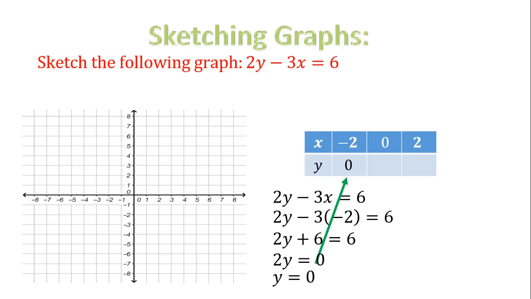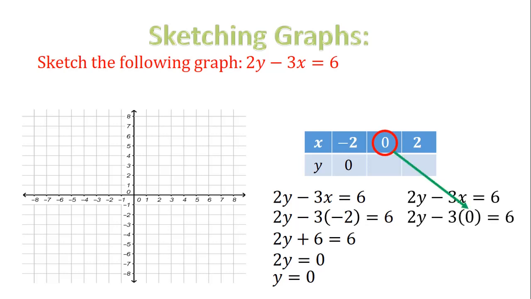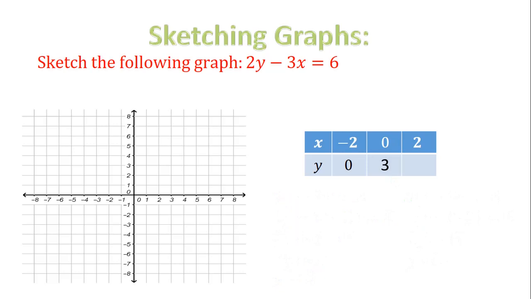Let's do the next two parts of the table. I write down my equation. Then I take my next x value and I substitute it in. Now I solve for y. 2y equals 6, and I get that because -3 times 0 is just 0. Lastly, I divide both sides by 2, and I get y equal to 3. And I put 3 back in my table. My last value for my table.